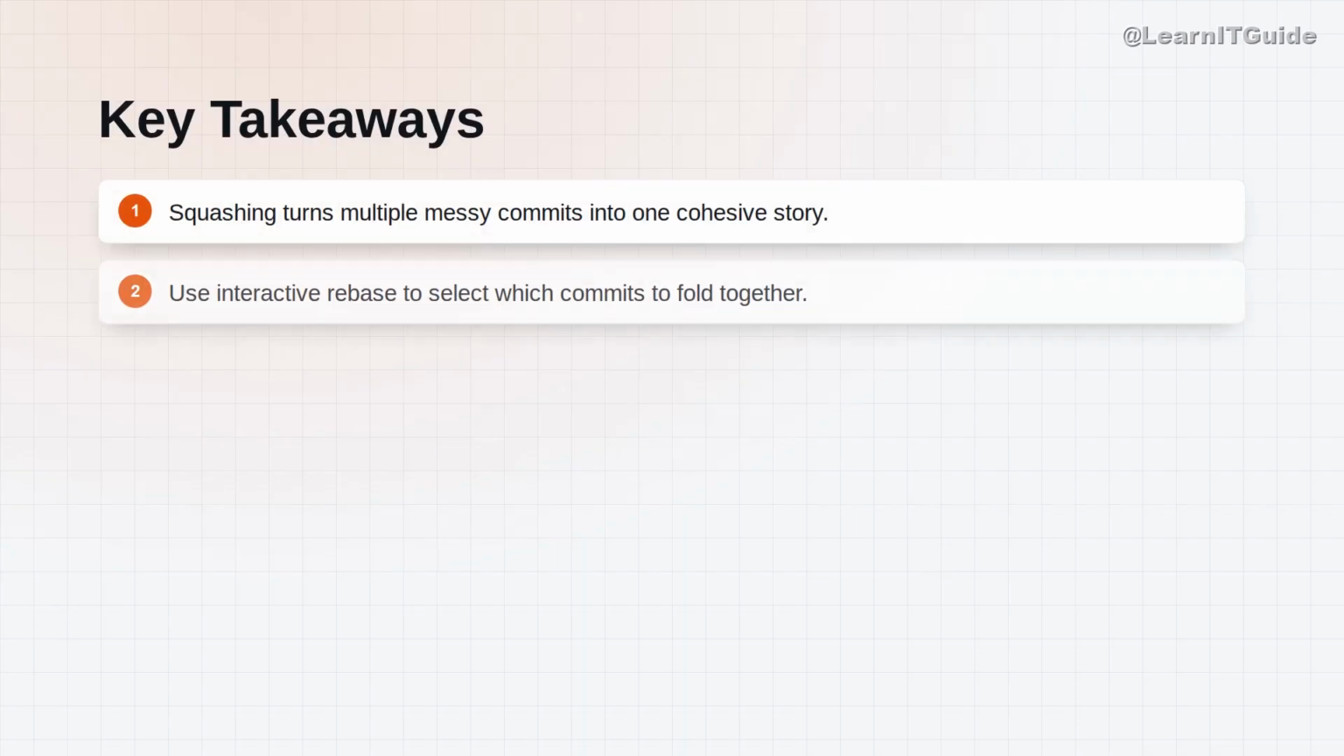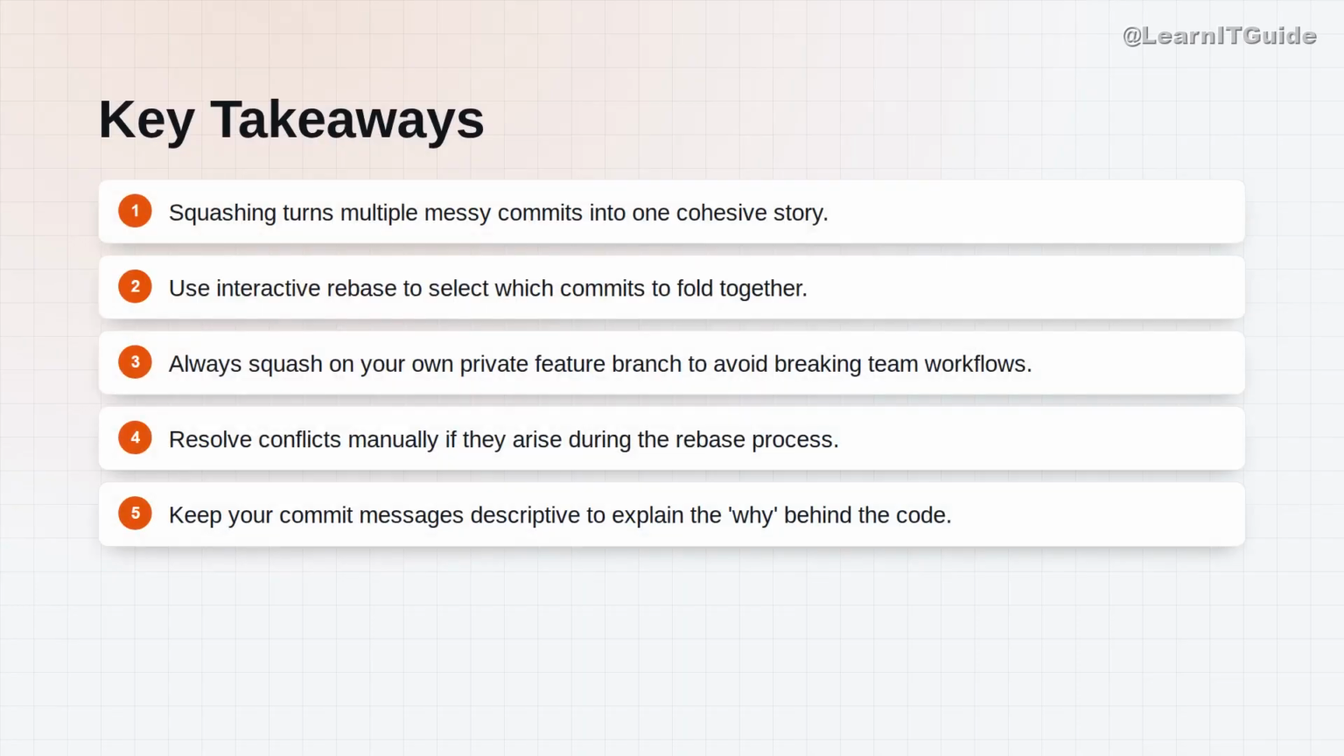To recap, squashing is your best tool for a professional commit history. It turns a series of messy attempts into one cohesive story. Use interactive rebase to select your commits, but always remember to stay on your private branch. If you hit a conflict, you now know how to resolve it with rebase continue. Finally, keep those commit messages descriptive. The why behind the code is just as important as the code itself.